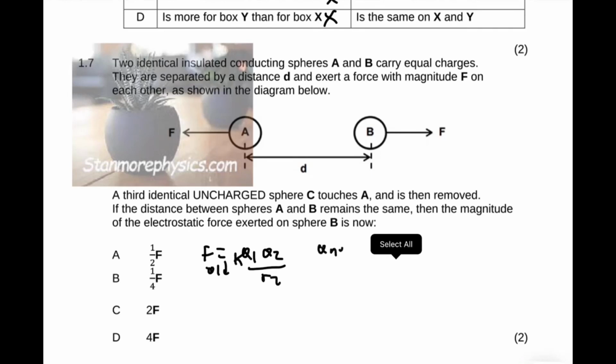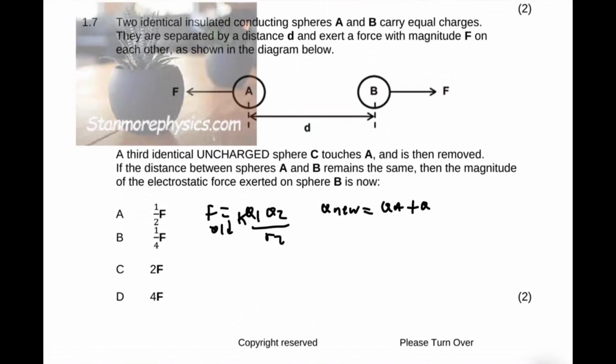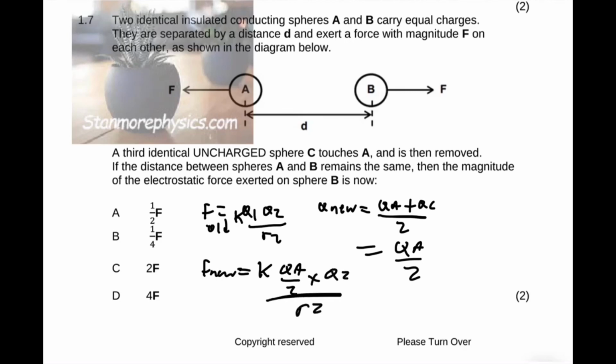So Q new of sphere A and sphere C after they touch will be Q of A plus Q of sphere C, divided by 2. But we know that sphere C is uncharged, so it's just Q of A divided by 2. So what we're going to have here is F new equals K. Let's say Q1 is QA, right? So we're going to have QA divided by 2 multiplied by Q2, everything divided by R squared.